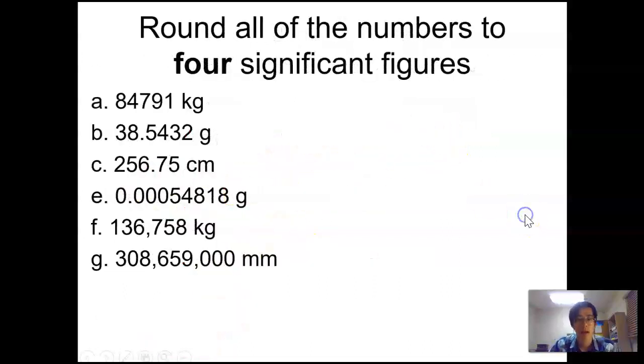Okay, so let's look at these. I want you to round all these numbers to 4 significant figures. So once again, remember, you want to start from the furthest left. And any number that is less than 5 is not going to round up the last digit, and any number 5 or greater is going to round up the last digit. So why don't you try that?